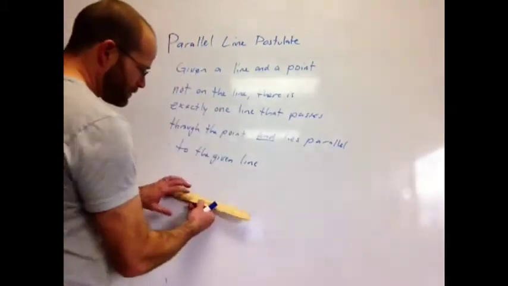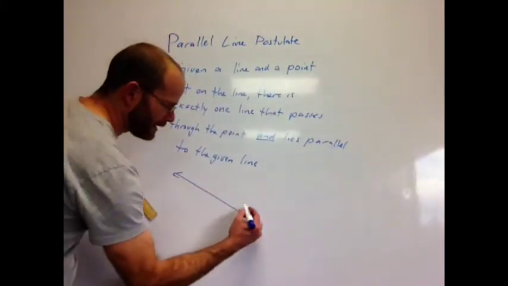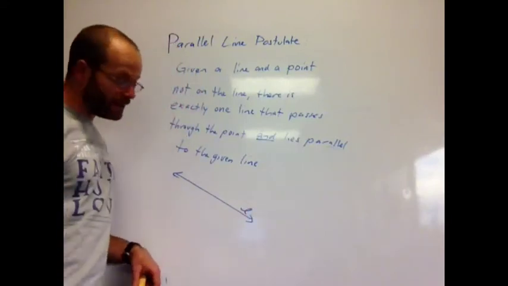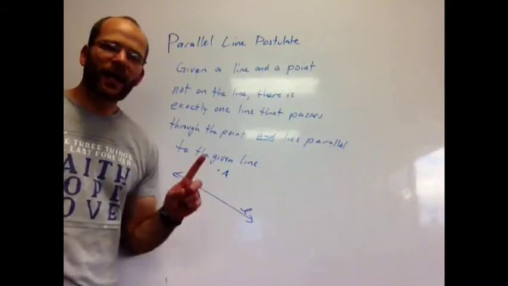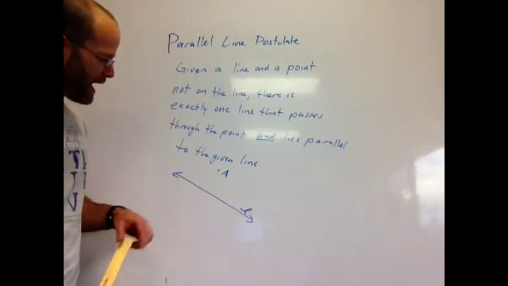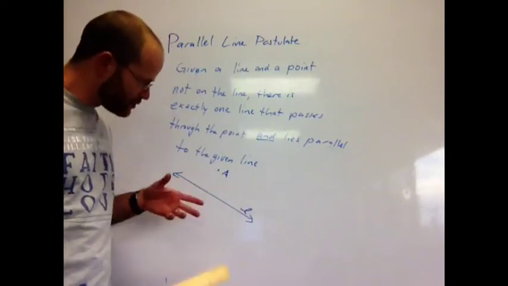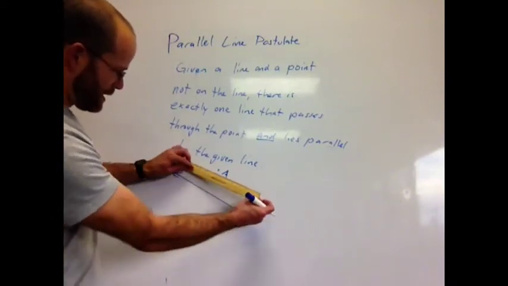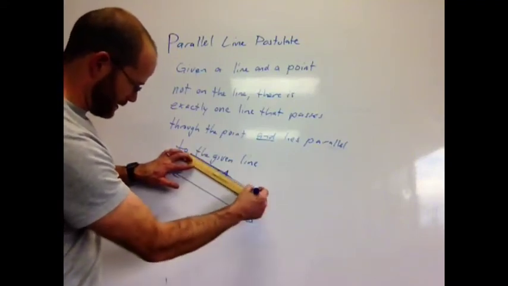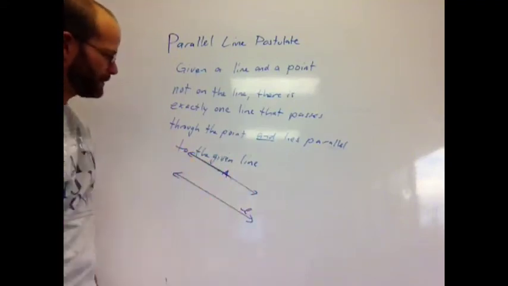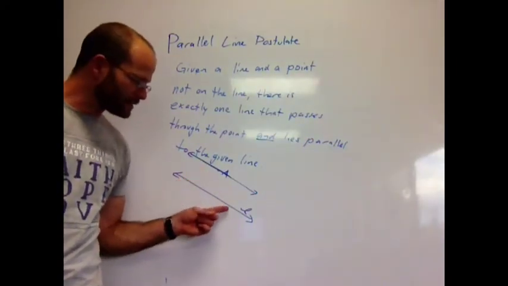If I give you a line, such as this one, call that line L, and a point not on the line, we'll call that point here point A. There is one and only one line that passes through point A and is parallel to line L. I'll just draw that so you can get an idea of what it might look like. It maybe would look like this. Not like that, like that. Okay? There's one line that passes through point A and is parallel to line L.